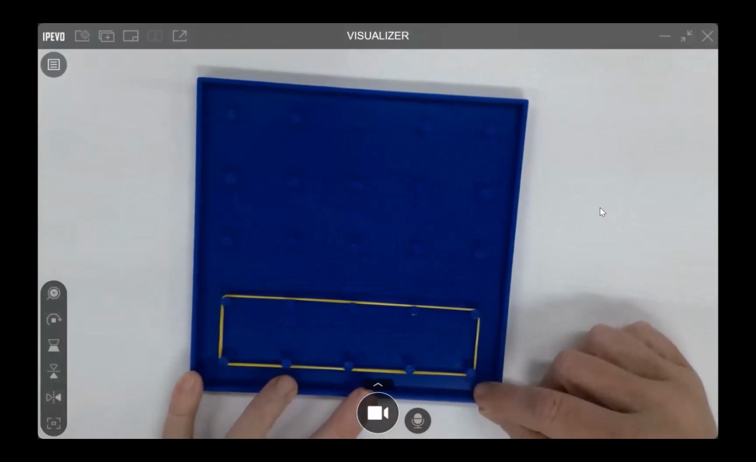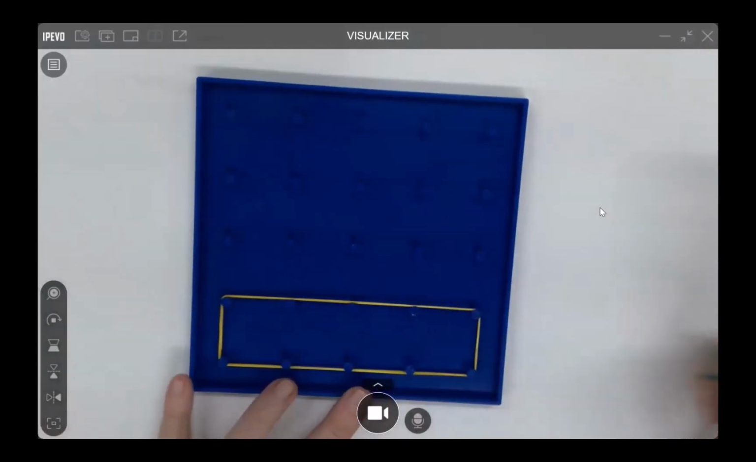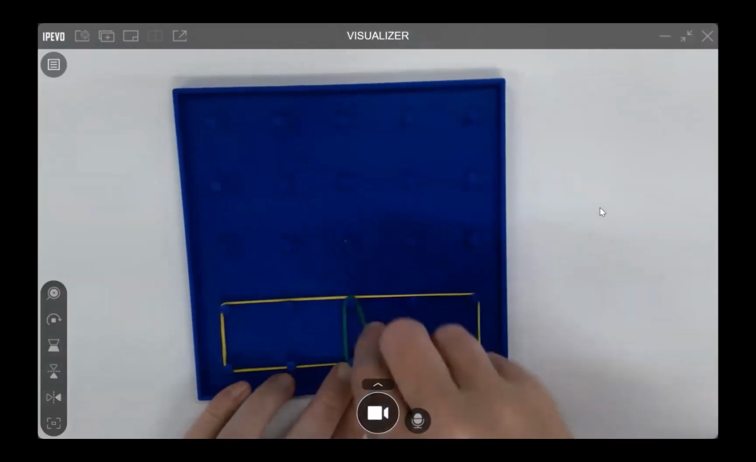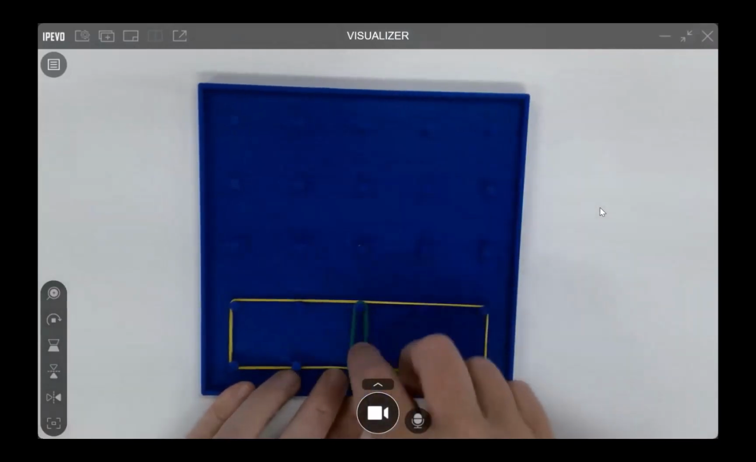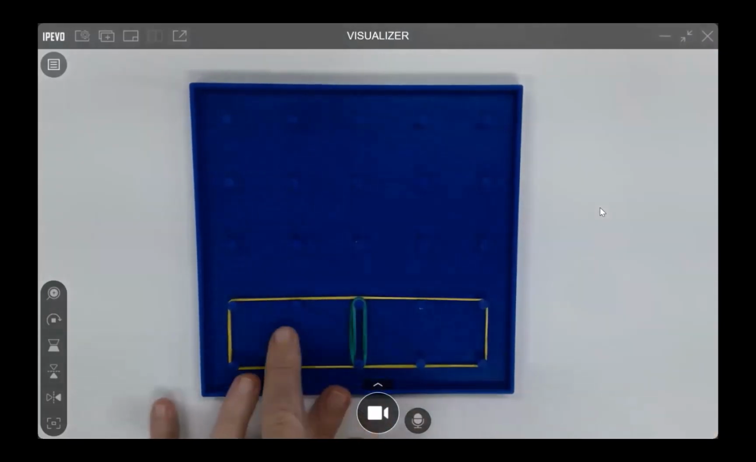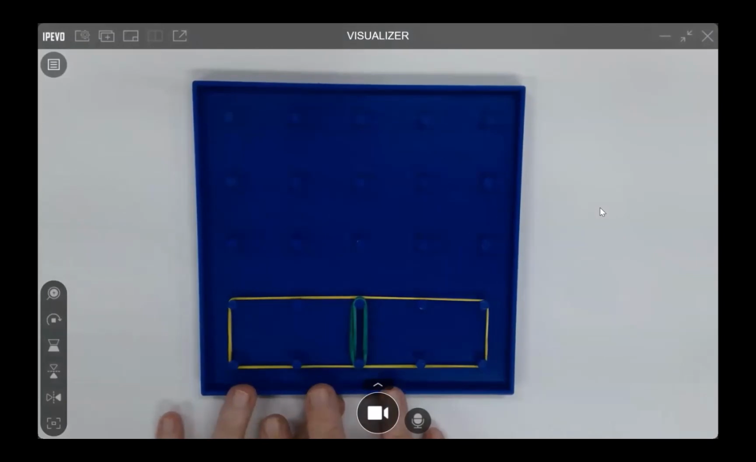So for example, this rectangle, I can partition into halves using that vertical peg that's in the middle. So it shows my two equal pieces.